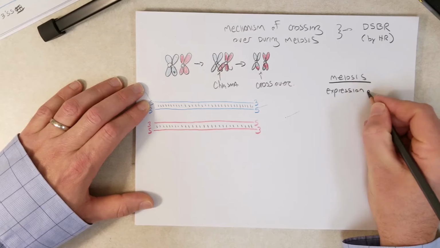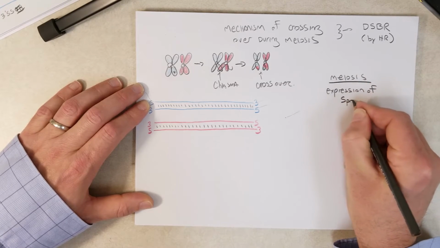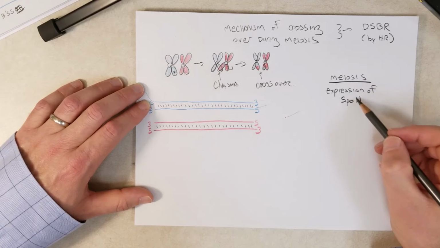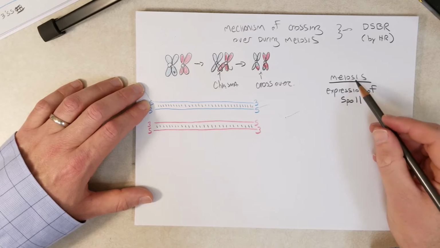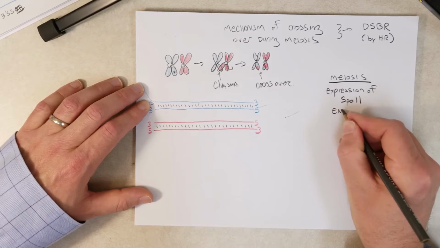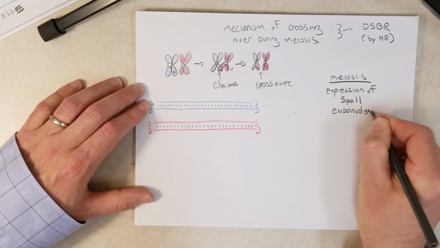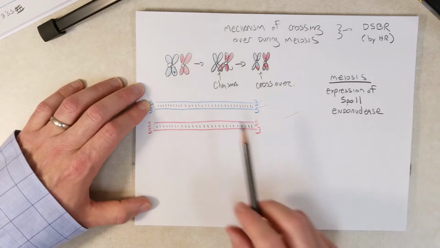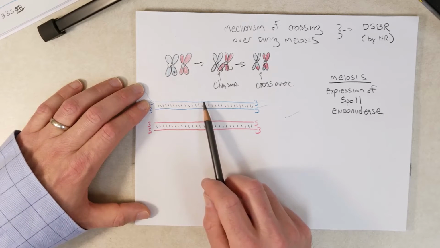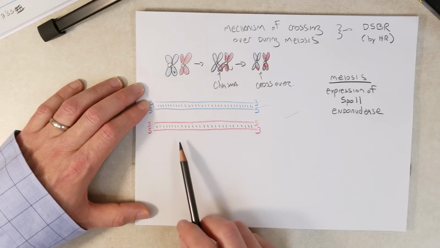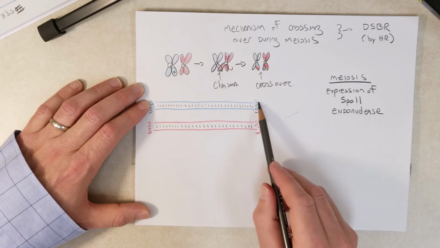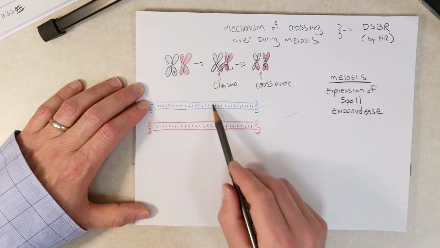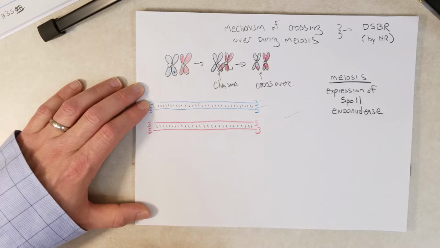So at the very beginning of meiosis, there's an enzyme called SPO11. The SPO11 protein is expressed early in meiosis, and SPO11 is an endonuclease. Now, that's an enzyme that can digest DNA or break phosphodiester bonds in the middle of a DNA molecule. Exonucleases are enzymes that can break phosphodiester bonds from the ends of a DNA molecule. Endonucleases can do so anywhere in the DNA molecule.